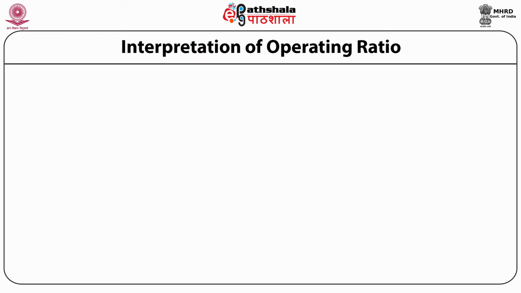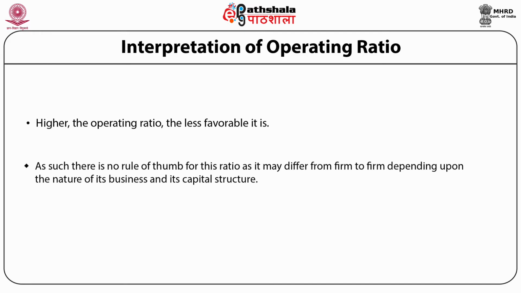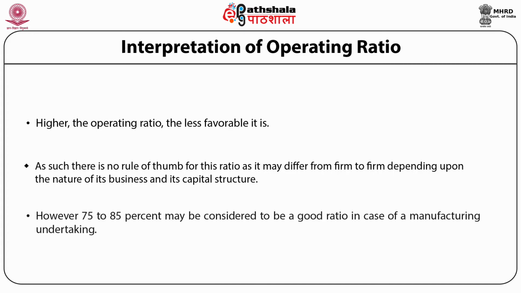Interpretation of operating ratio. Higher the operating ratio, the less favorable it is. As such, there is no rule of thumb for this ratio, as it may differ from firm to firm depending upon the nature of its business and its capital structure. However, 75 to 85% may be considered to be a good ratio in the case of manufacturing undertakings.